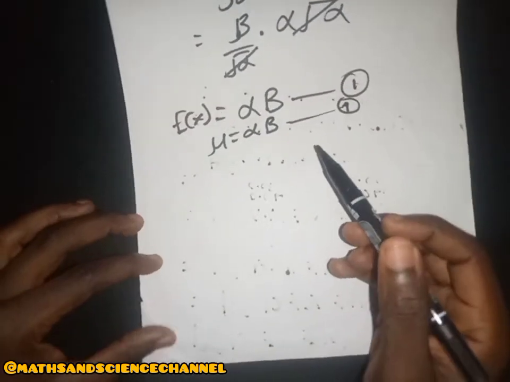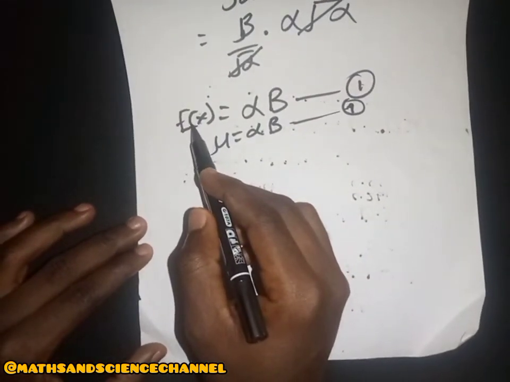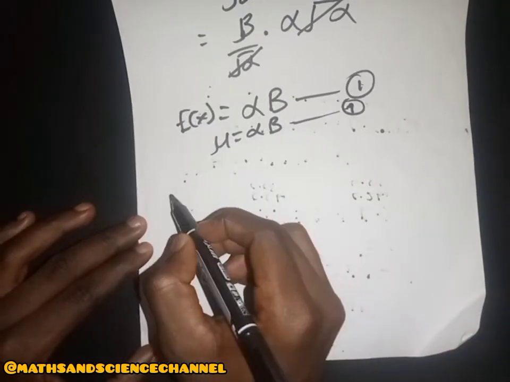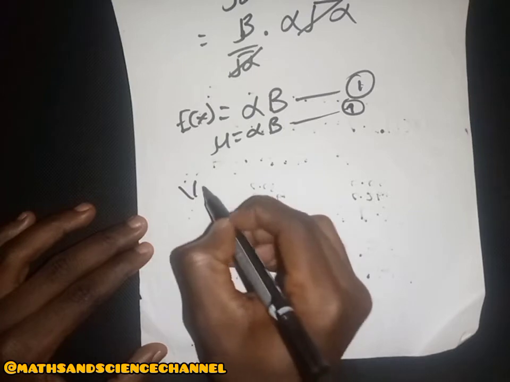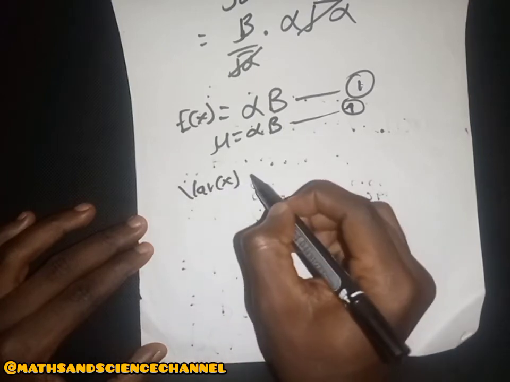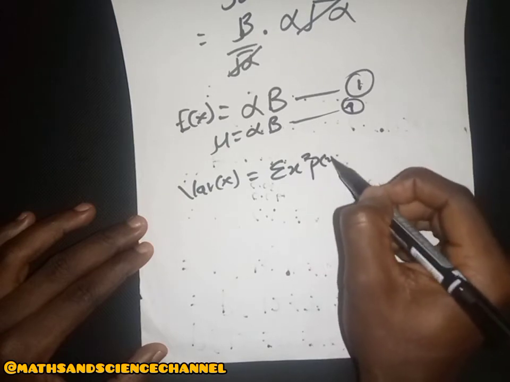Now how do we get the second equation? We got the first equation using the expectation or the mean. The second equation we can get out of the variance. We know that the variance of x is equal to the summation of all of that.